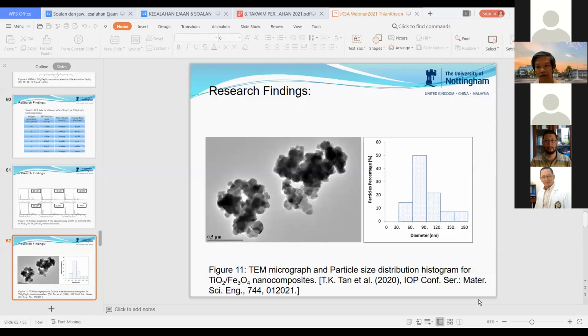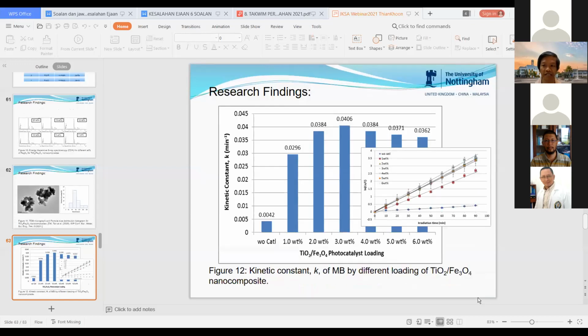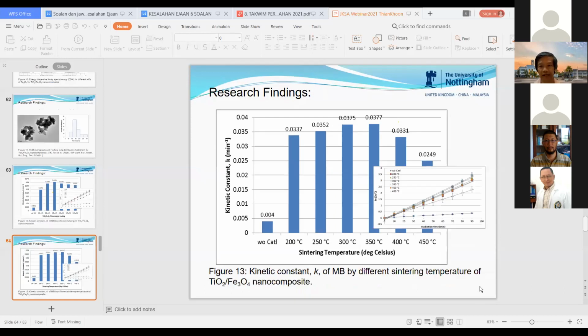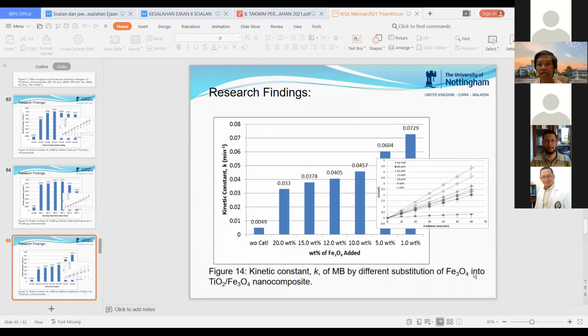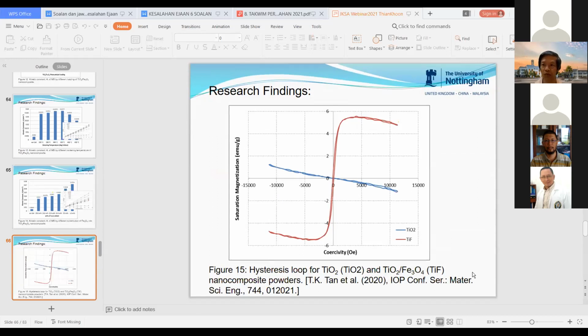Then, of course, we look at the degradation. The amount of the catalyst here, as you can see, is not much from the single titanium. This nanocomposite also achieved the highest degradation rate at 38%. Then we found the best sintering temperature is 350 degrees C. And for the doping amount, we found that it is only significant when doped with 1 weight percent of iron oxide. And of course, this is what we want to look at.